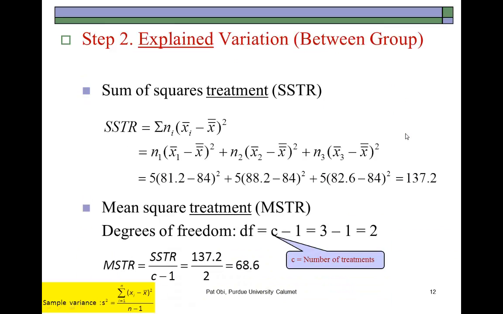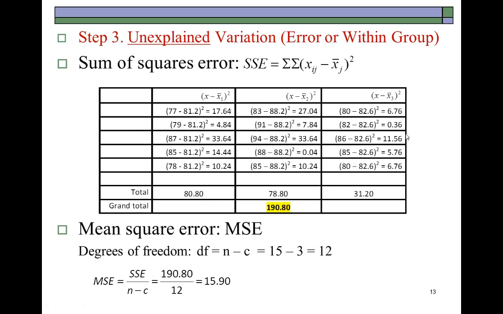If I continue forward, that's exactly what you see here for treatment number 1, treatment number 2, and treatment number 3. We take these squared differences, add them all up, and the result here is 80.80. For treatment number 2, the sum is 78.80. And for treatment number 3, you sum these to get 31.20. You add them all up and you get 190.8.